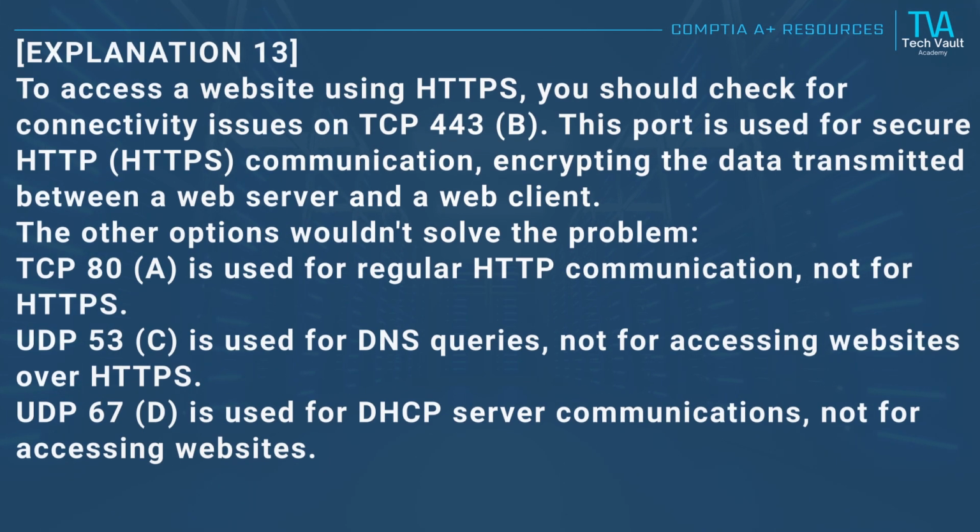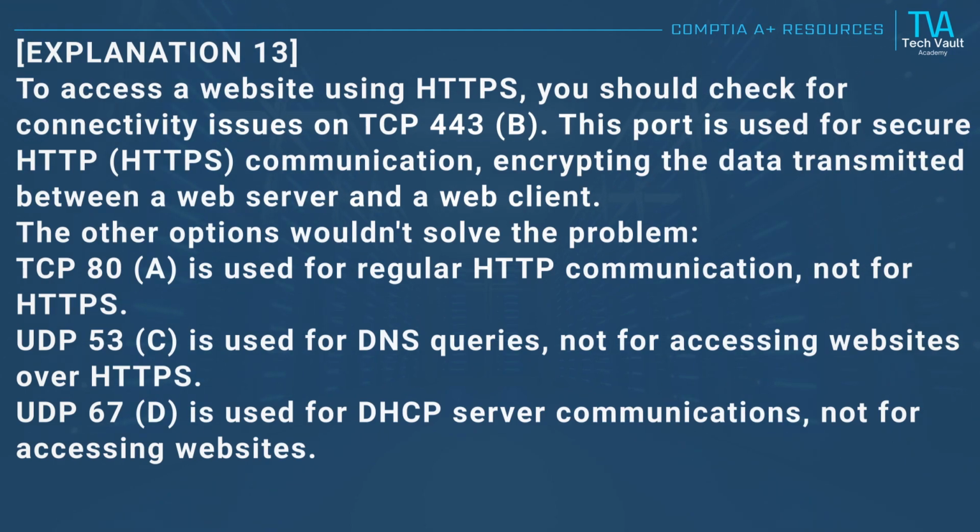To access a website using HTTPS, you should check for connectivity issues on B. TCP 443. This port is used for secure HTTP, HTTPS communication, encrypting the data transmitted between a web server and a web client. The other options wouldn't solve the problem.